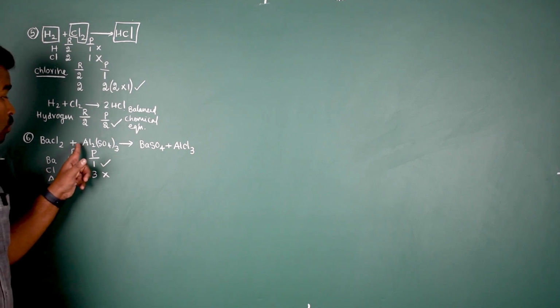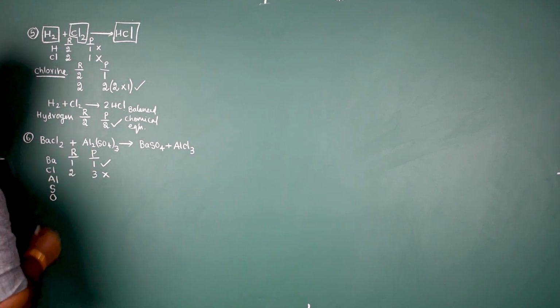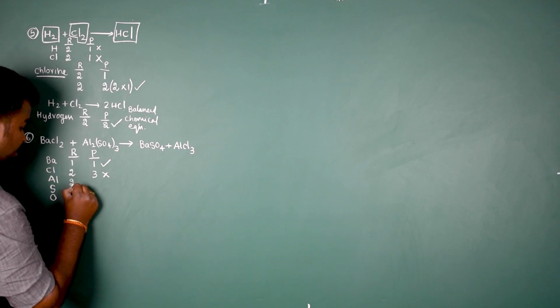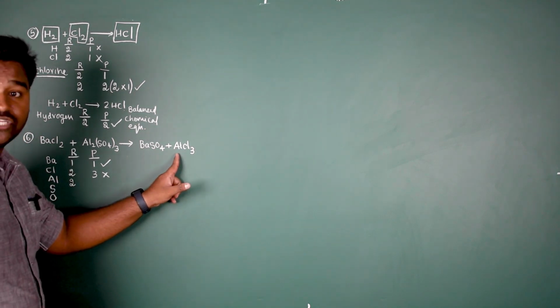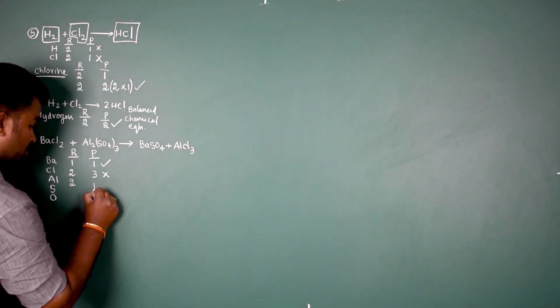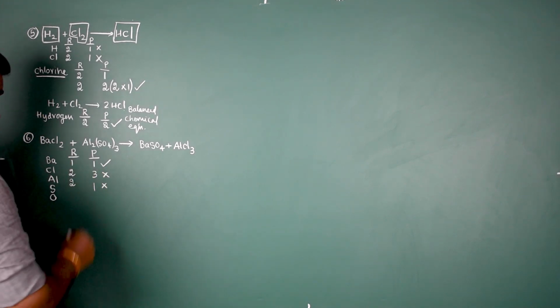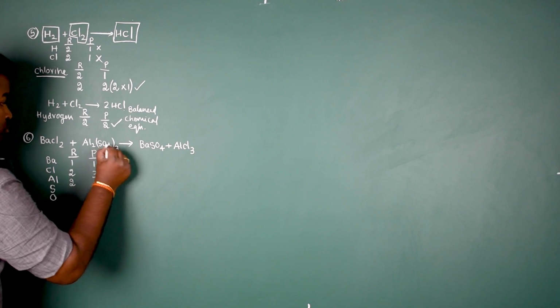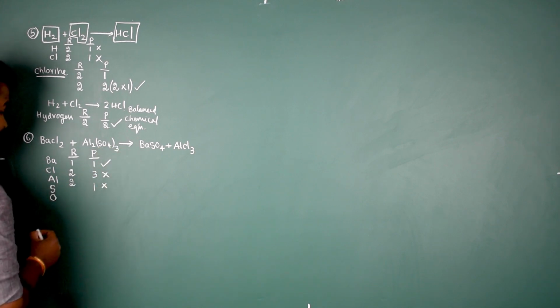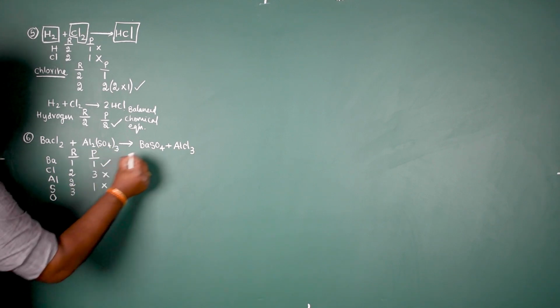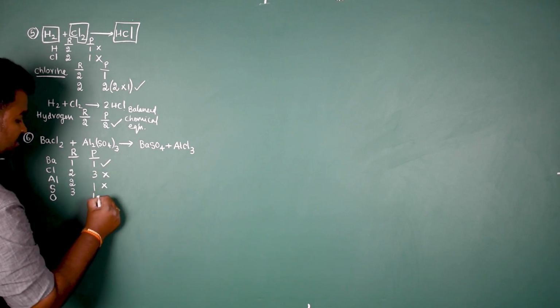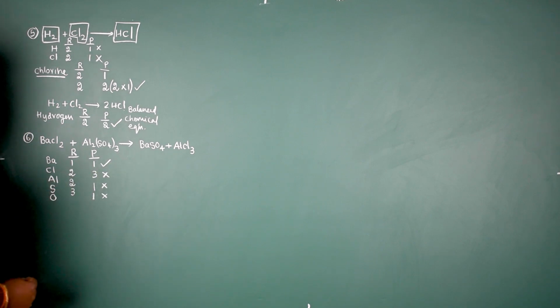Here there are 1 into 2 aluminiums on the reactant side. On the product side, there is only 1 aluminium. So this is also not balanced. Then how about sulfur? Here there are 1 into 3, that is total 3 sulfurs, but whereas here you have only 1 sulfur. So sulfur is also not balanced.